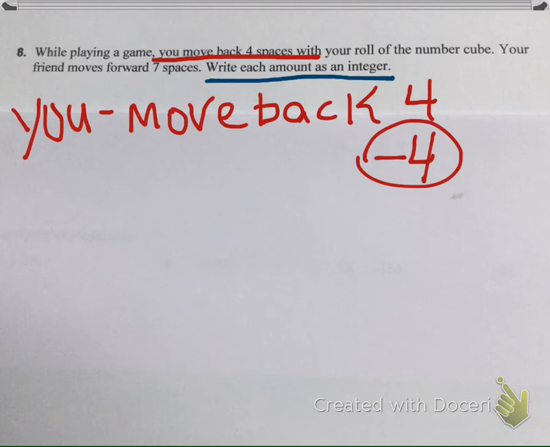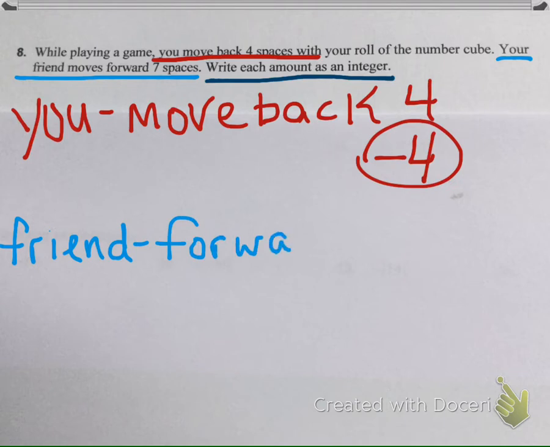And I included this in here because you may see this question on a homework assignment or on a quiz or a test, and it really is that simple. Students don't realize what they're asking, and that's basically all they're asking. Write it as an integer. You also have to write the other one. Your friend moves forward 7 spaces. Is moving forward a positive number or a negative number? Forward would be a positive number. So to write that as an integer, it would be 7. That's it. It's that simple.